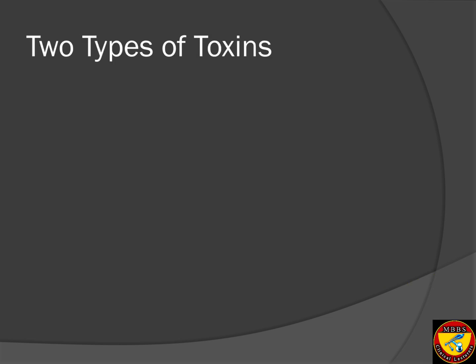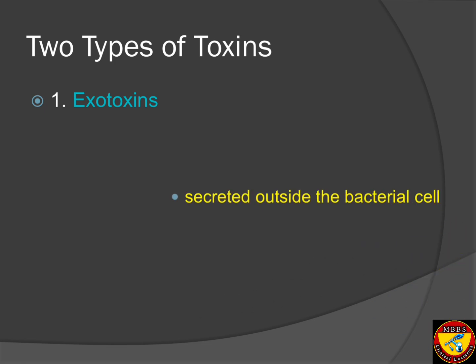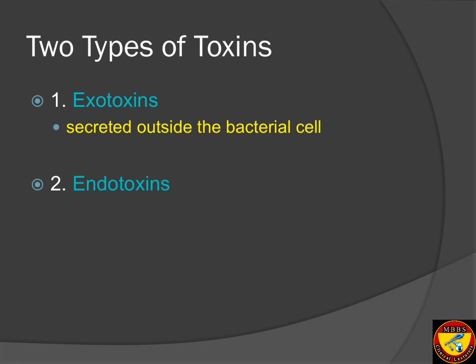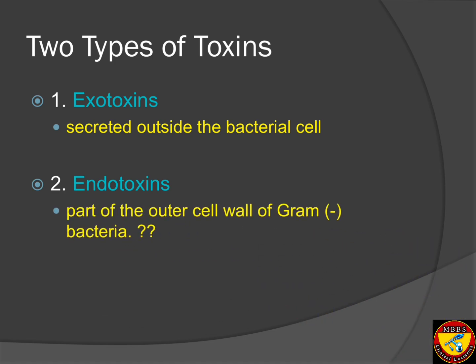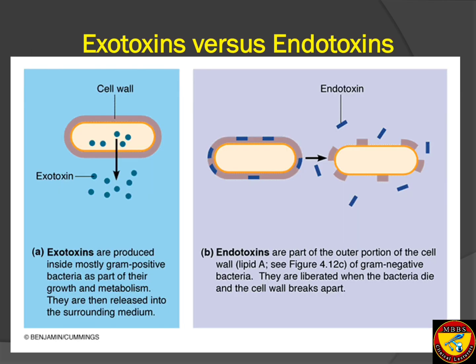Mainly, toxins are of two types: exotoxins and endotoxins. Exotoxins are the ones which are secreted outside the bacterial cell, and endotoxins are part of the outer cell wall of mainly gram-negative bacteria. So these are the two main types of toxins. Here again, the two types of toxins. As you can see, on the left side, the exotoxin is being secreted outside the cell, while endotoxin, which is part of the outer portion of the cell wall of mainly gram-negative bacteria, is liberated when the bacteria die or when the cell wall breaks apart.